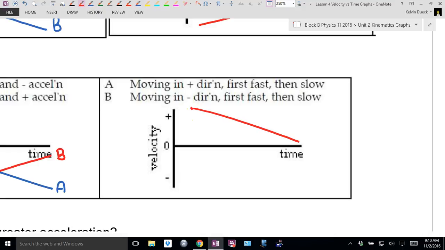No curve necessary yet. By the way, if you haven't figured out, all of these are different ways to phrase very similar things in the English language for the physics. Moving in a negative direction, first fast, then slow. I think.